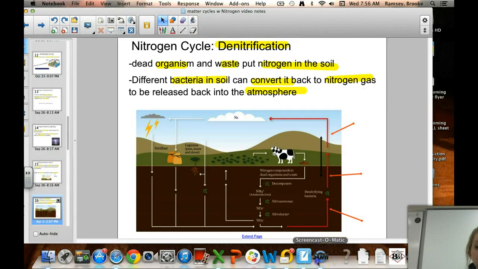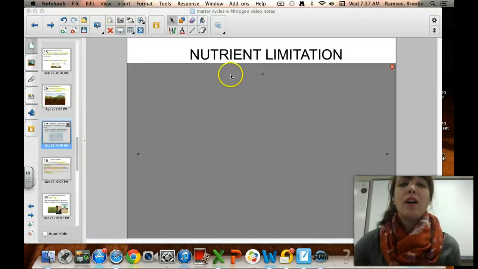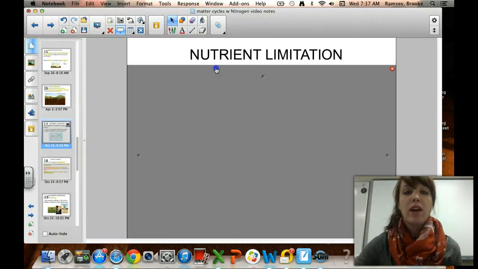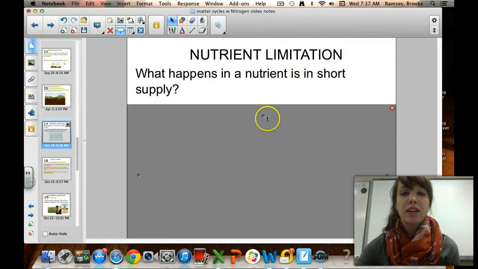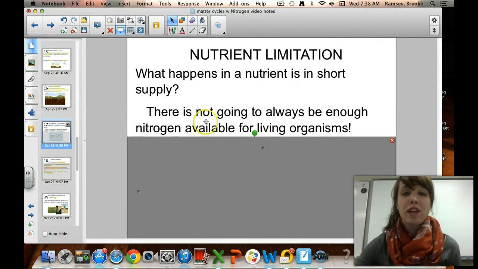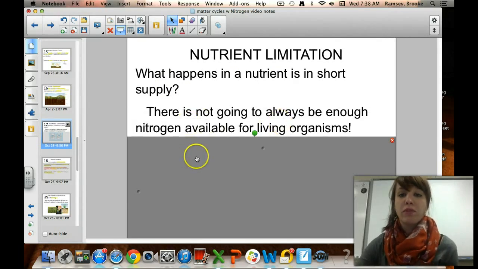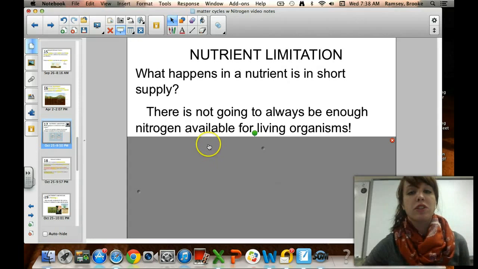All right, so in an ecosystem, we've got our nutrients such as nitrogen, and sometimes nitrogen and other nutrients can be in short supply. And so there's not always going to be enough nitrogen available for living organisms or other essential nutrients as well.